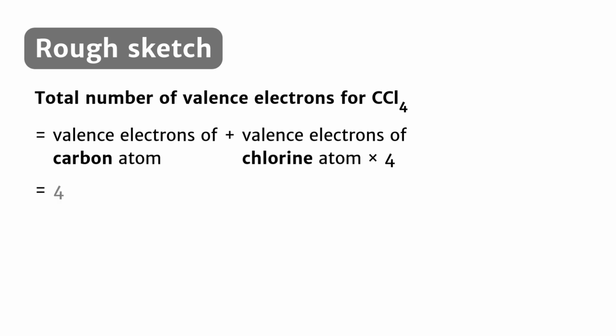Since CCl4 consists of 1 carbon atom and 4 chlorine atoms, the total number of valence electrons is calculated as 4 plus 7 multiplied by 4. Simplifying this gives 4 plus 28, which equals 32. Thus, CCl4 has a total of 32 valence electrons.